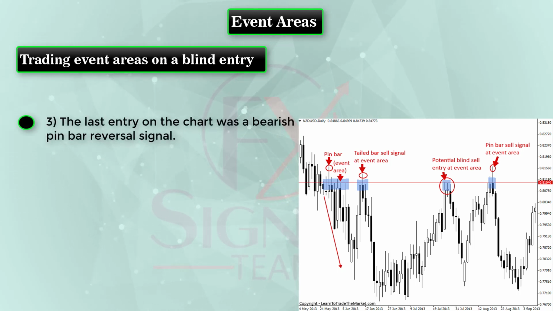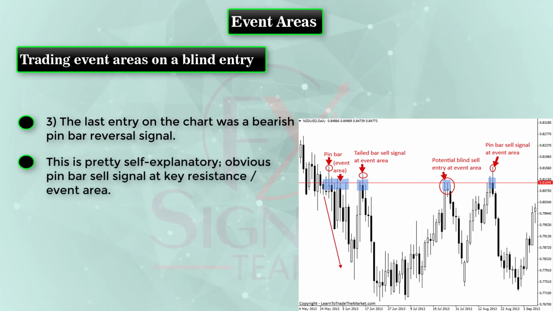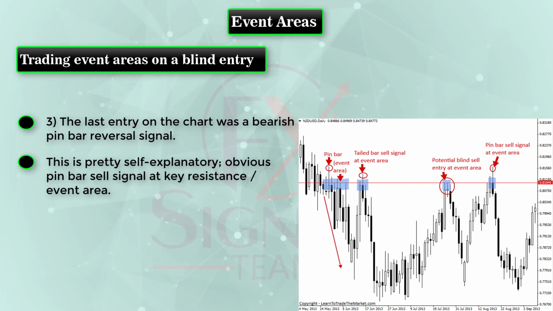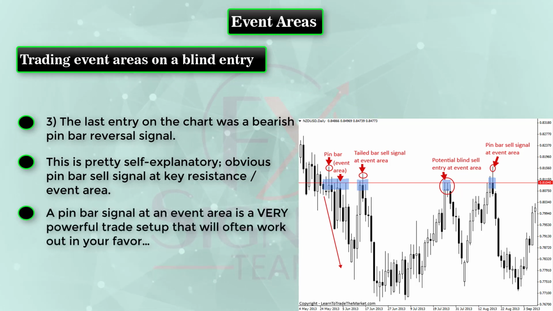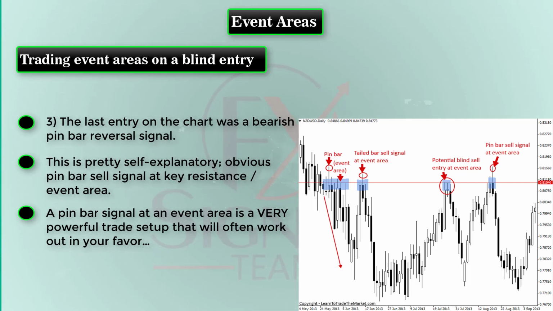The last entry on the chart was a bearish pin bar reversal signal. This is pretty self-explanatory. Obvious pin bar sell signal at key resistance or event area. A pin bar signal at an event area is a very powerful trade setup that will often work out in your favor.